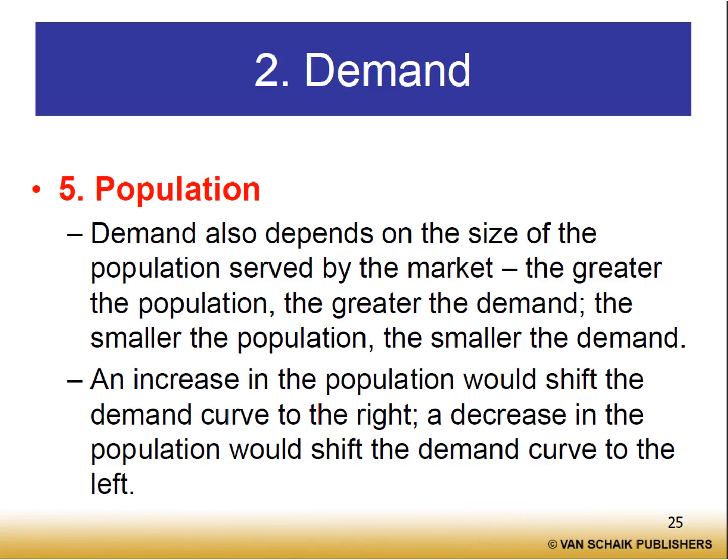Population too is an important determinant of demand. And this one is straightforward. The larger the population, the greater the demand. The smaller the population, the smaller the demand, all else constant. Thus, a larger population or growing population would be illustrated by a rightward shift of the demand curve, whereas a shrinking population, and yes, there are some countries that are shrinking, would imply a leftward shift of the demand curve.